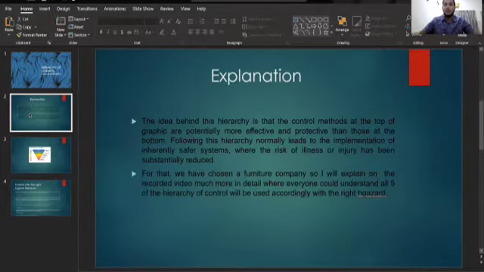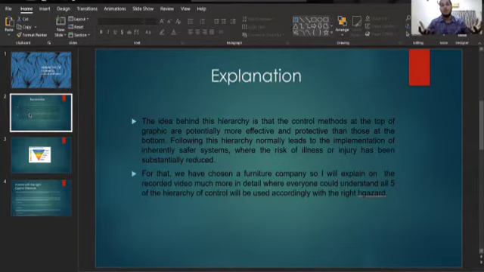So these are the explanation. The definition of hierarchy of control is the idea that control methods are potentially more effective. We can see as the graph goes from elimination, substitution, engineering control, administrative control, and last is PPE. Following this hierarchy normally leads to implementation of a safer system where the risk of illness or injury has been reduced.